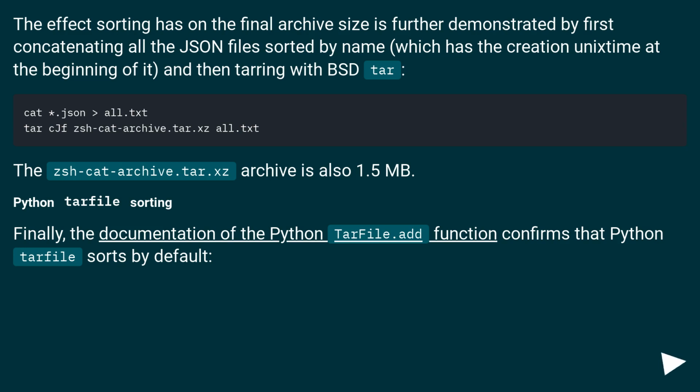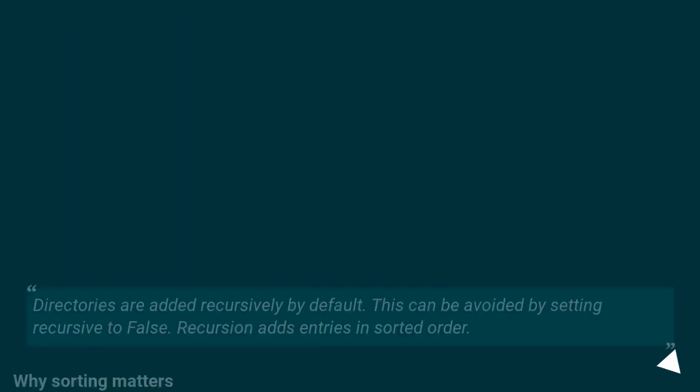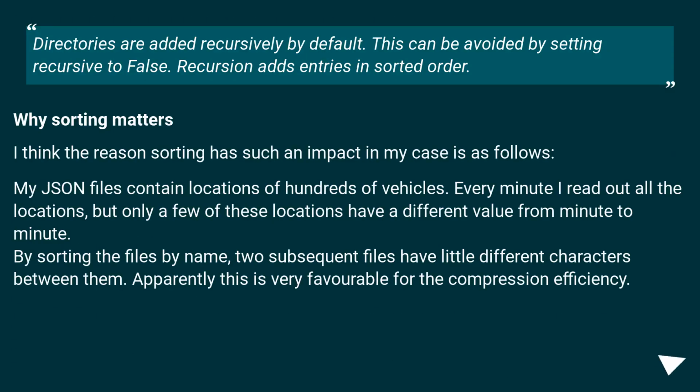Python tarfile sorting. Finally, the documentation of the Python tarfile.add function confirms that Python tarfile sorts by default. Directories are added recursively by default. This can be avoided by setting recursive to false. Recursion adds entries in sorted order.